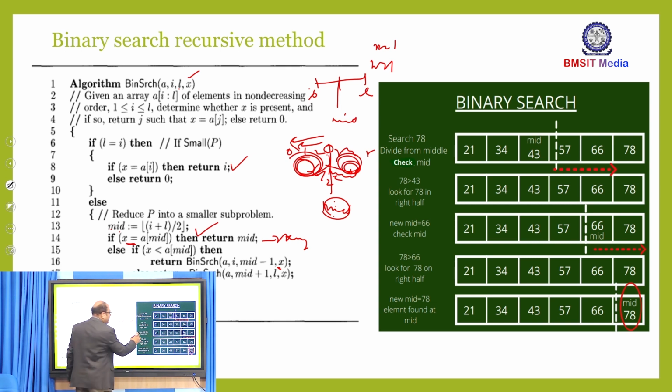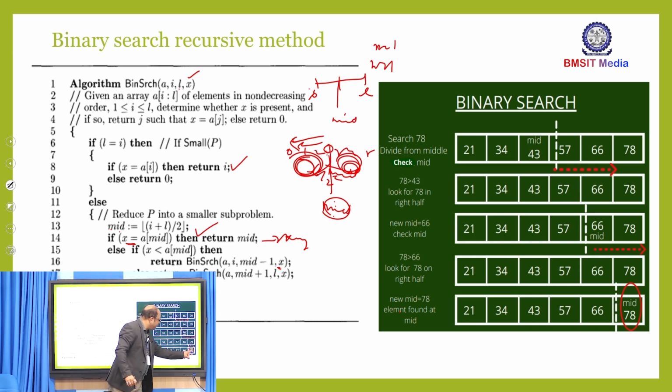Then again I am going to check the new value 66 with 78. Again my 78 is bigger than 66, so I am going to check on the right side. Finally, when I calculate my mid value, 78 is there. 78 is already on the right side because of this condition.